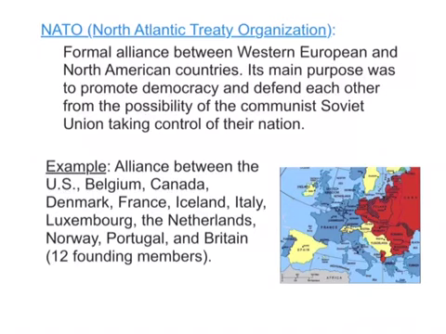Our next key term is NATO, or the North Atlantic Treaty Organization. This was a formal alliance between Western European and North American countries. Its main purpose was to promote democracy and defend each other from the possibility of the Communist Soviet Union taking control of their nation. An example is that this was an alliance between the U.S., Belgium, Canada, Denmark, France, Iceland, Italy, Luxembourg, the Netherlands, Norway, Portugal, and Britain. So those were the original 12 founding members. Make sure you're using this example, using key terms, or drawing a picture of this in the far right-hand side of your vocabulary chart.